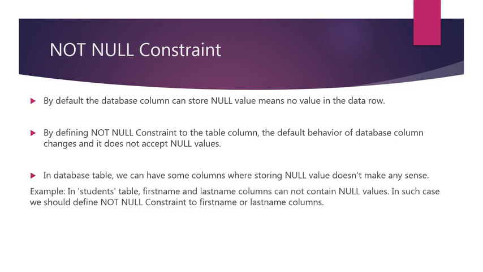In database table, we can have some columns where storing null values doesn't make any sense. For example, in our students table, we have first name and last name column. There is no possible data row where student's first name or last name will have null value or no value. In such case, we should define not null SQL constraint to first name and last name columns. The not null SQL constraint can be defined to strings as well as numeric data types. Let's learn more about not null SQL constraints with some practical examples.